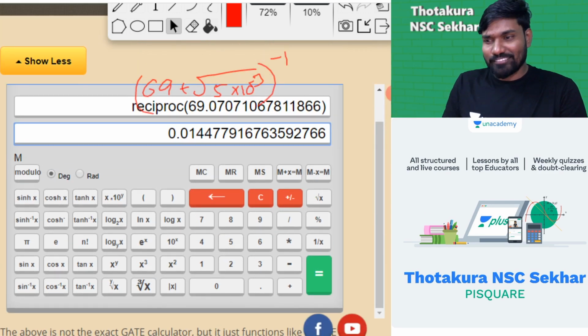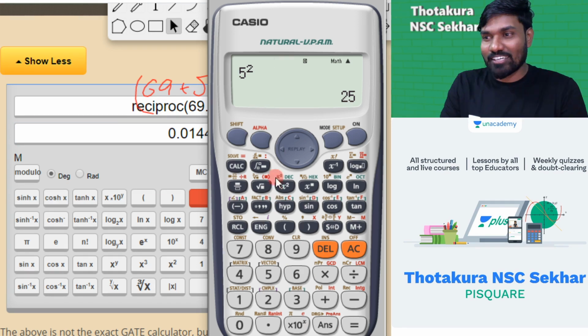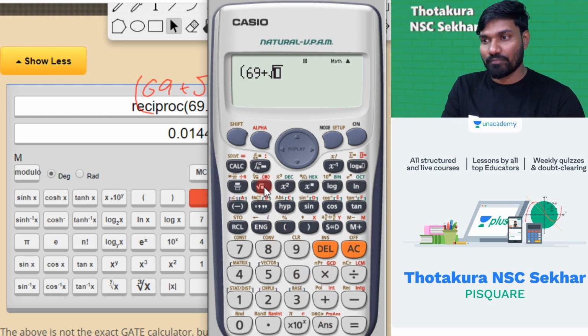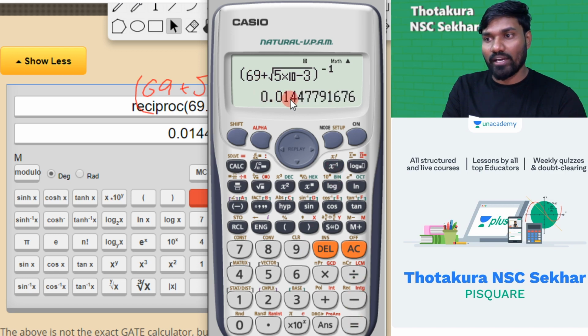So let's cross check with our regular calculator. What is this? 69, sorry, I have to open this. 69 plus under root 5 into 10 power minus 3, and inverse. 0.0144. Here also 0.0144. Okay, I think all these points are clear.